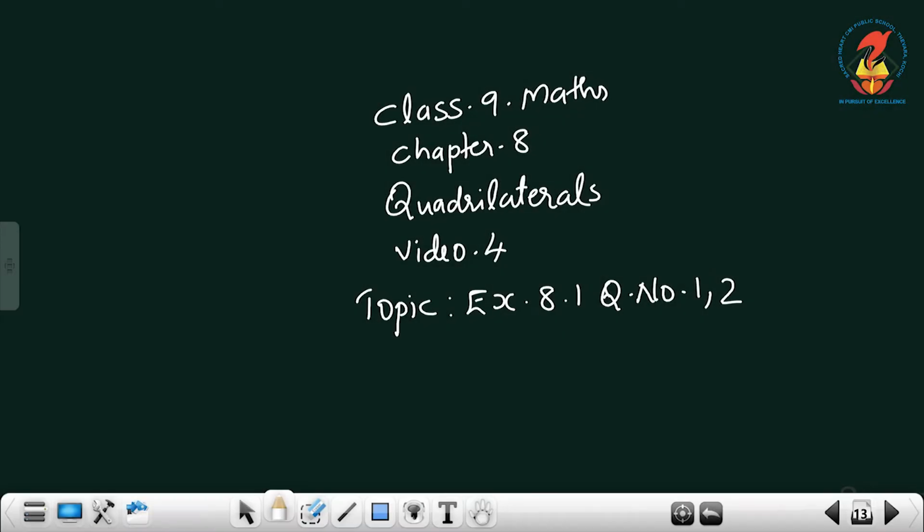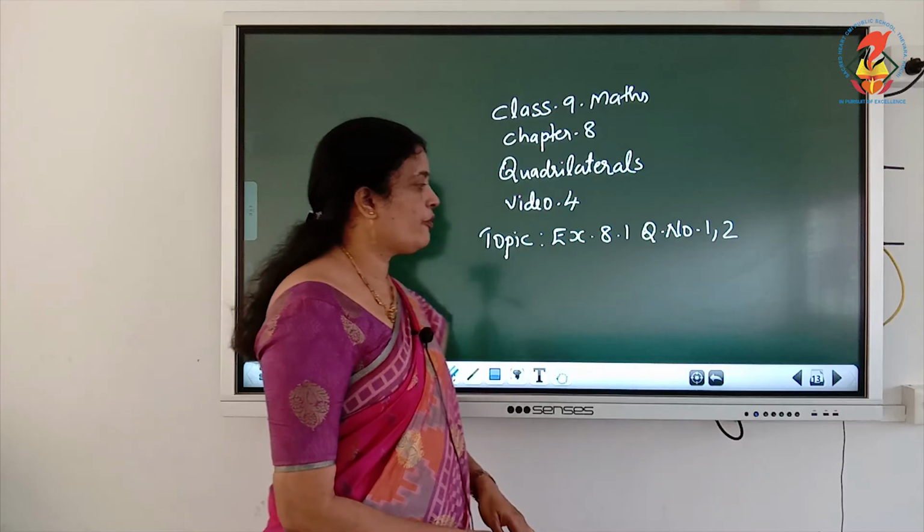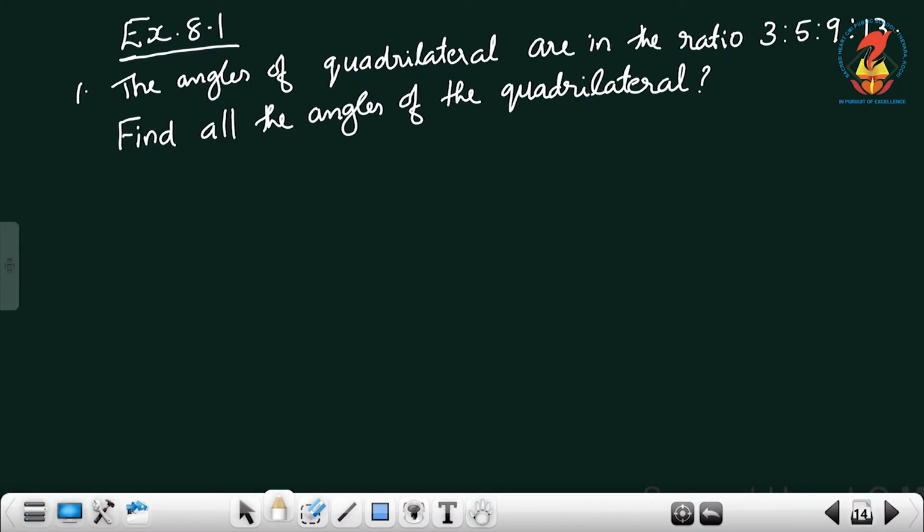Next topic, exercise 8.1, question number 1 and 2. Question number 1: the angles of a quadrilateral are in the ratio 3:5:9:13. Find all the angles of the quadrilateral.